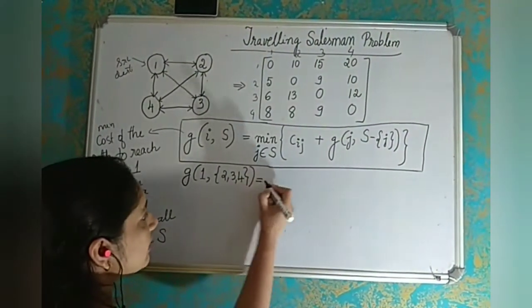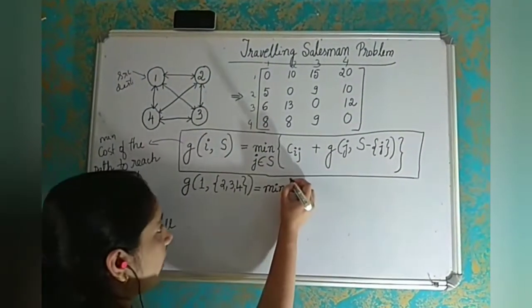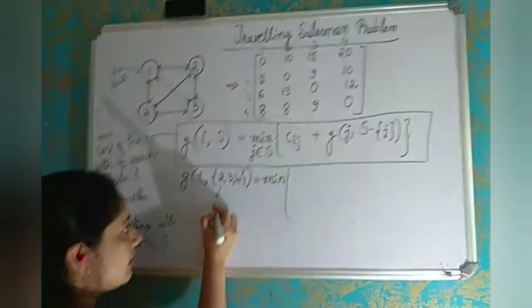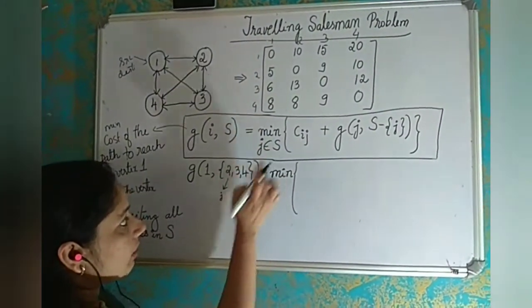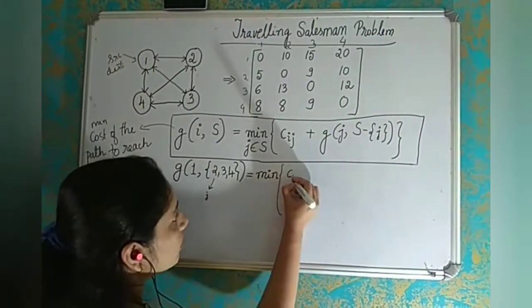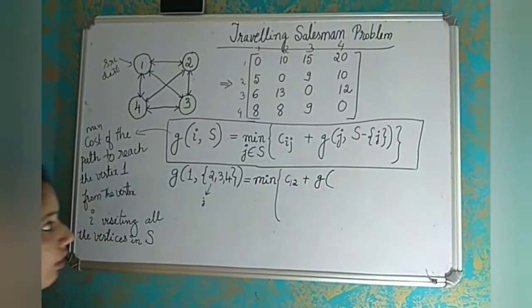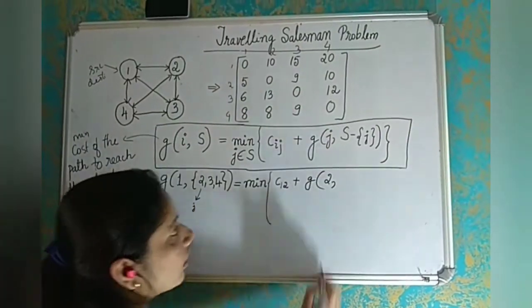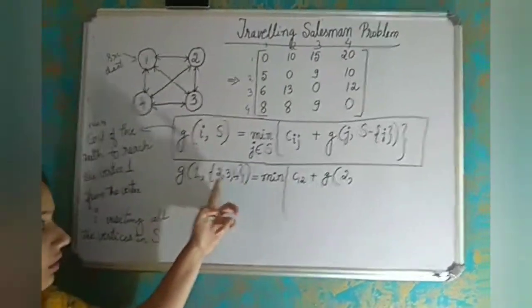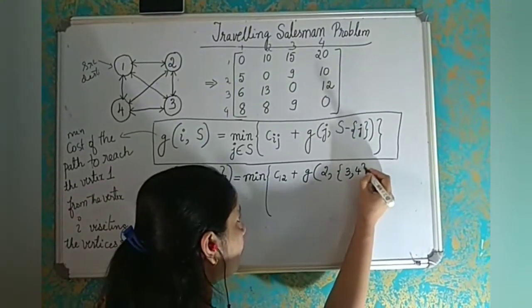Now if we have to find this, we have to expand it. So this will become the minimum of, I will write all the values, Cij. First we will consider this j. j is nothing but all the elements which belong to S. First we will consider 2. So C of i is 1, 2, so this becomes C1,2 plus G of j is 2 comma S minus j. You have to leave j from S, so 3, 4 are remaining. So I have to write it as 3, 4.